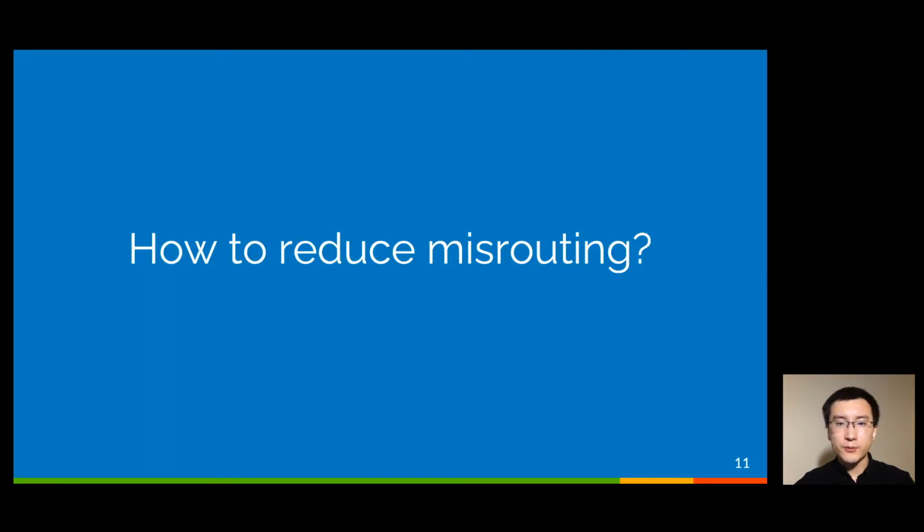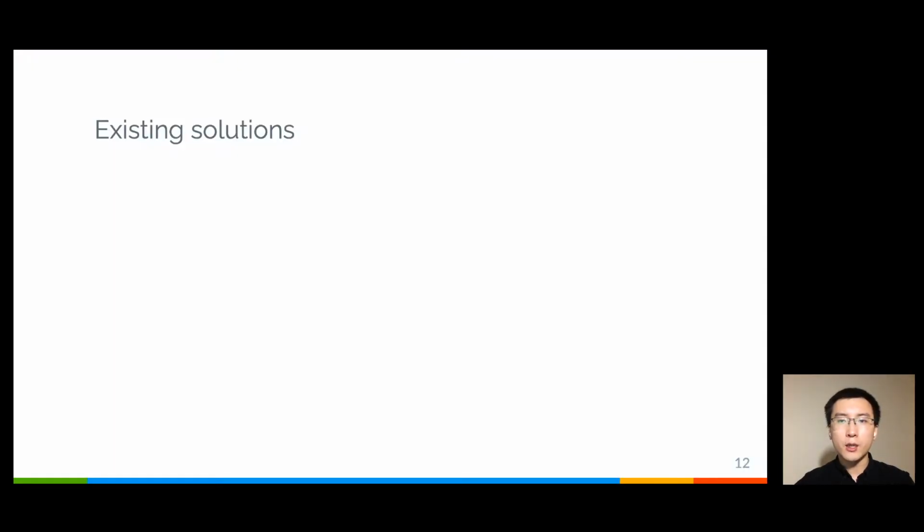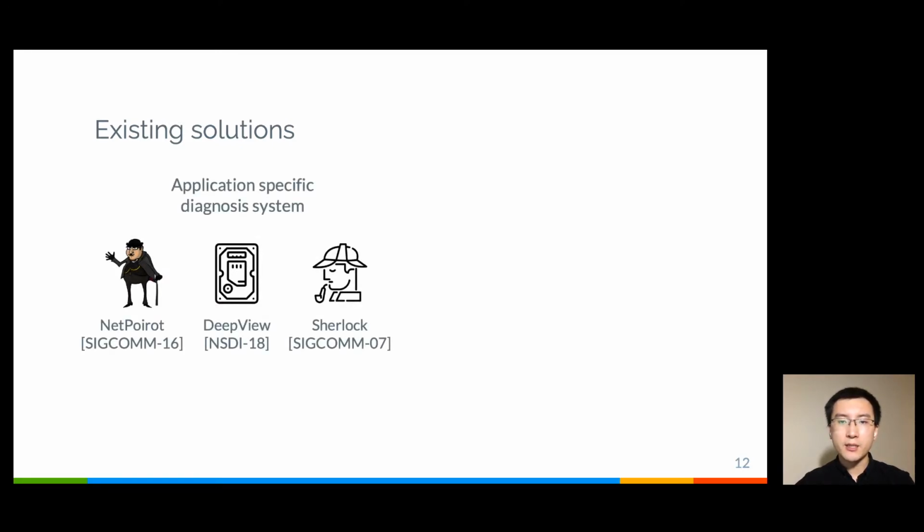So, how to reduce misrouting? Previously, people tried to solve this problem with two approaches. First, they built application-specific diagnosis systems, such as NetPro, which detects networking problems, DeepView, which takes care of virtual disks, and Sherlock, which localizes bugs in the applications while inferring dependencies. These systems are built specifically for each application and can diagnose whether it is working properly or not. But because there are too many applications in the data center, we cannot build one diagnosis system for each application.